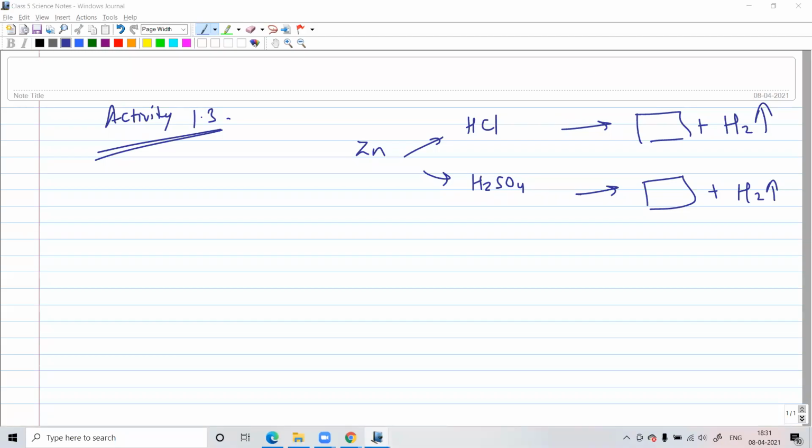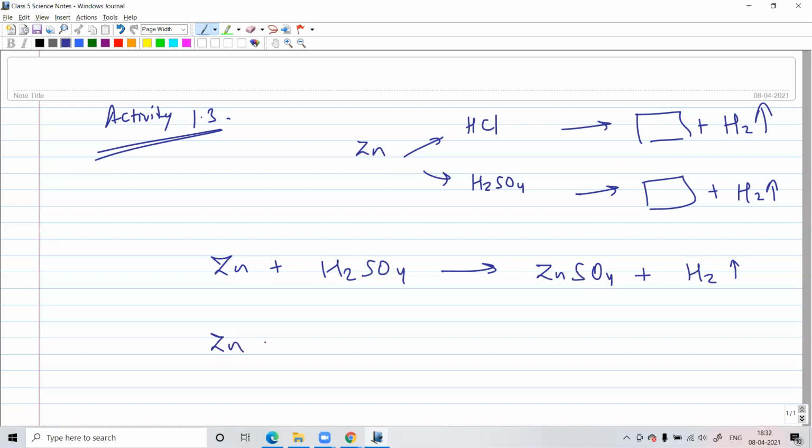Okay, so I think this reaction we already discussed. Zinc plus H2SO4. What does it give? Anyone remembers? ZnSO4. Yes. ZnSO4 plus H2. H2. Very good. That's good. And you people had asked me to explain the reaction with HCl also.